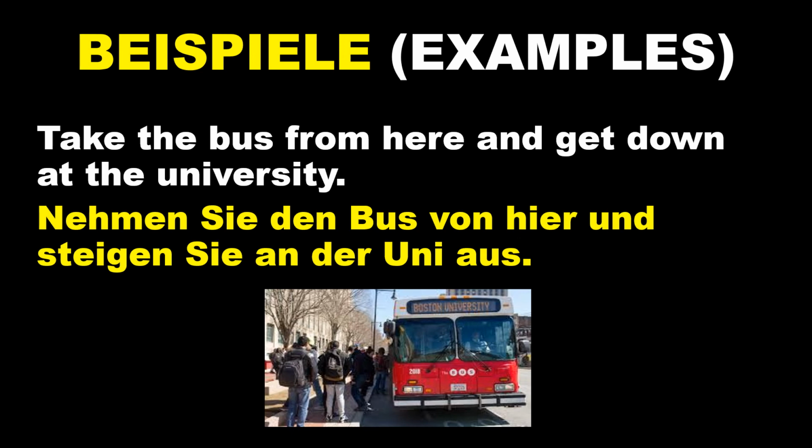I hope this one is also clear. Here we have used two verbs, nehmen and aussteigen. Aussteigen, to get down or to deboard. Nehmen Sie den Bus von hier, from here. Und steigen Sie an der Uni aus. Very simple to understand. I hope this one is also clear.